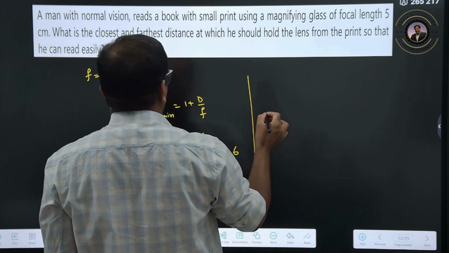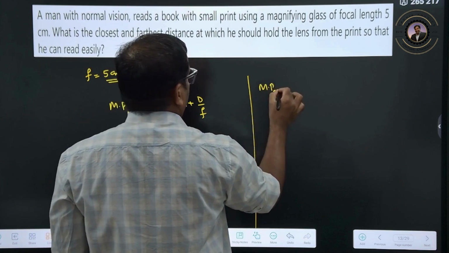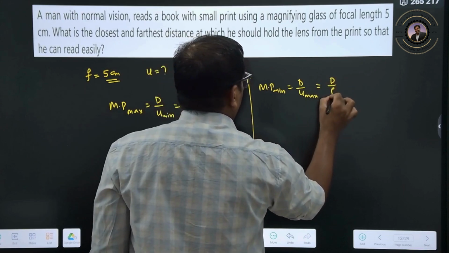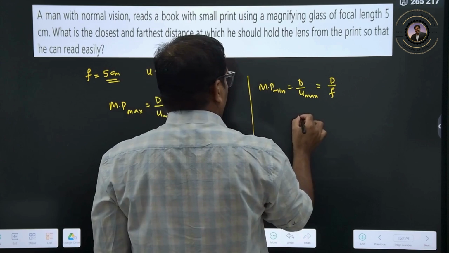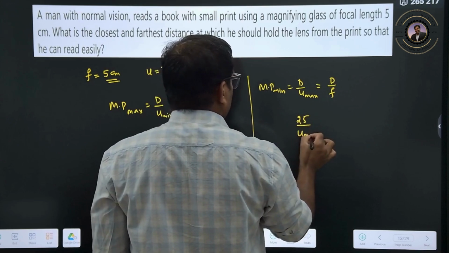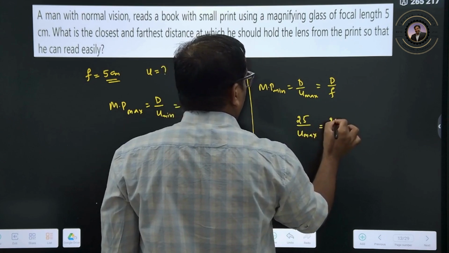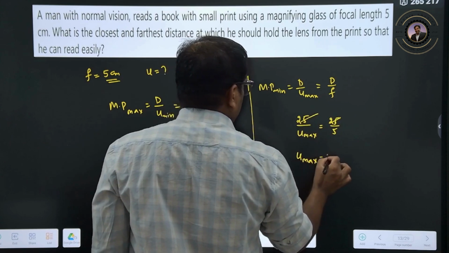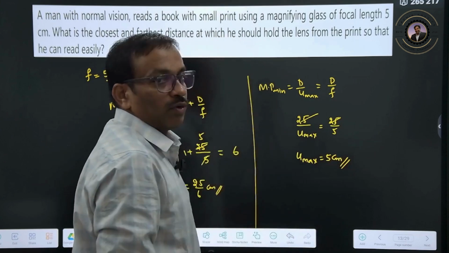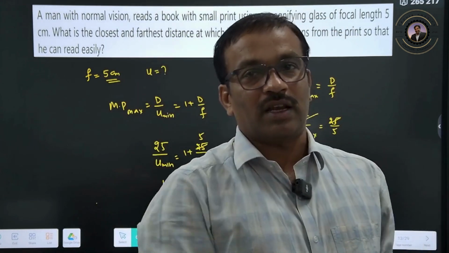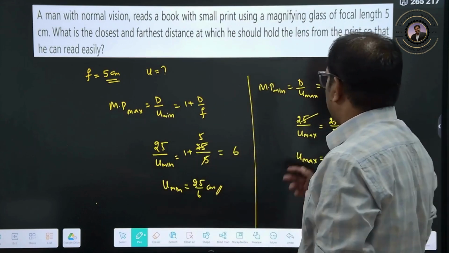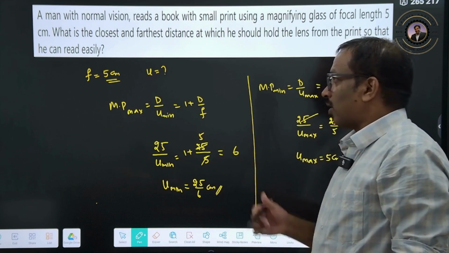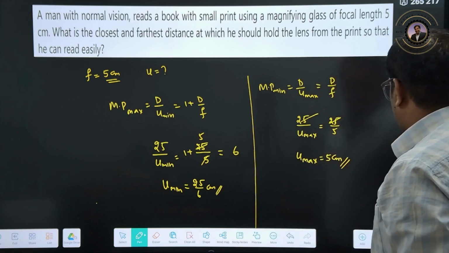So therefore here u is maximum, therefore magnifying power will be minimum, that is d by u max, therefore d by f. Clear? So it is 25 by u max, equal to 25 by 5, they cancel out. So u max distance is nothing but 5 centimeter. More than that 5 centimeter, a real image will be formed. So here the image is at infinity, image is at least distance of distinct vision. Clear? I understood, no? So now we will go for another concept.